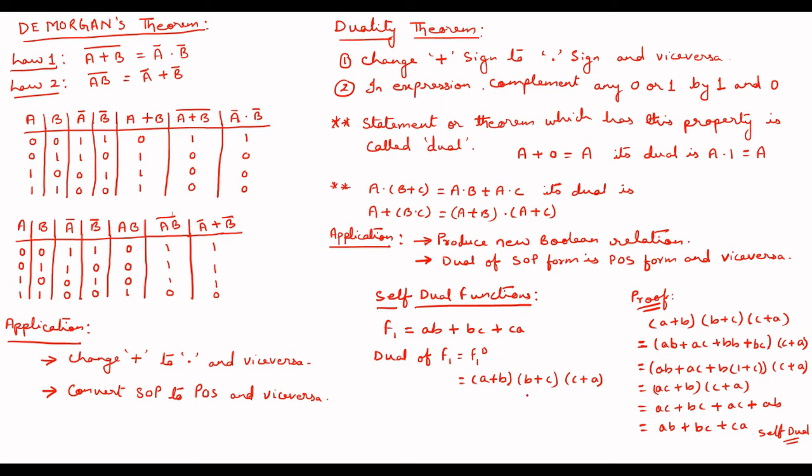Now let me prove whether from here I am getting the same thing or not. I have taken (A + B), (B + C), and (C + A), and I have worked on this. What I have done is just multiplied these two terms, and I got this term as C + A. Then from here, as per Boolean laws and postulates, I have taken 1 + C and solved it out. You can see the steps over here. So finally I am landing with AB + BC + CA, and you can see this equation is exactly equal to this equation over here. So I can say F1 is a self-dual function.